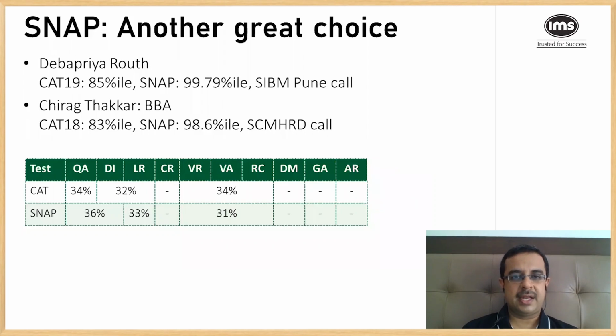Devapriya took the CAT last year, 85 percentile, and got as much as 99.79 percentile in the SNAP, right? And ended up getting a call from SIBM Pune, the flagship institute of the Symbiosis family, right? Chirag Thakkar, a BBA student from Mumbai, took the CAT the year before, that is in 2018, ended up with an 83 percentile. Took the SNAP last year, right? Got a 98.6 percentile and ended up with an SCMHRD call, right? Now, SCMHRD, for those of you who are aware, is a very good institute if you are specifically looking for making a career in the field of HR, right?